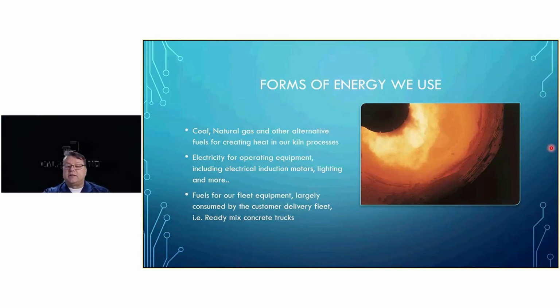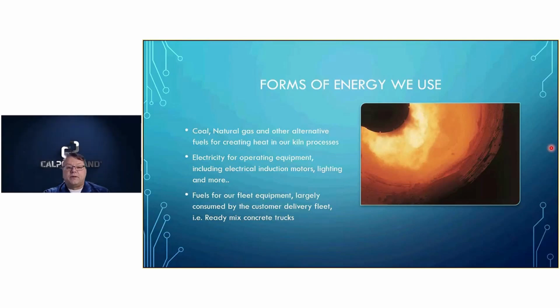Obviously, a lot of electricity. Electricity is used to operate our equipment, a lot of rotating equipment, and lighting, standard lighting and things like that. But a lot of electricity is used in our operations, and of course, fuels for our fleet: gasoline, diesel, and recently compressed natural gas for our ready-mix trucks in Los Angeles, California.